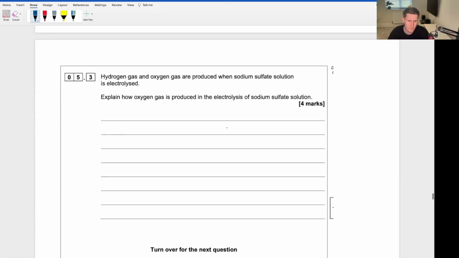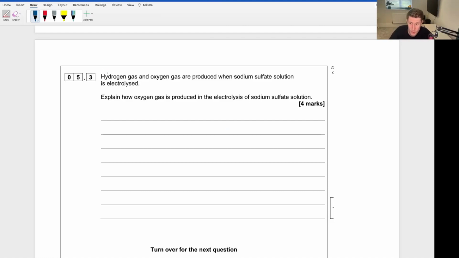Another long one now, 4 marks. Hydrogen gas and oxygen gas are produced when sodium sulfate solution is electrolyzed. Explain how oxygen gas is produced in the electrolysis of sodium sulfate solution. Okay, how do we get oxygen gas? And you can't just say, oh, because there's no halide present, we get oxygen. It's 4 marks. We need to be thinking, well, we've got to do a bit more than just one statement.